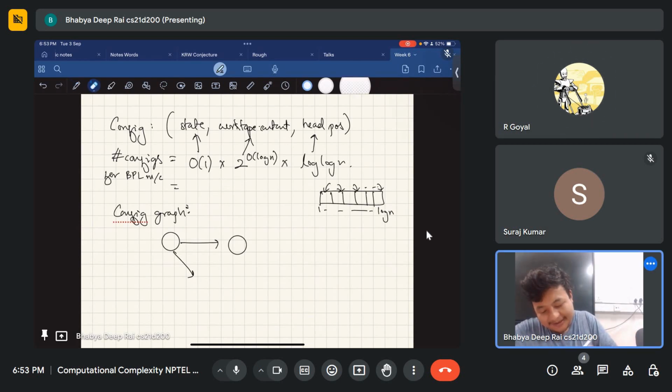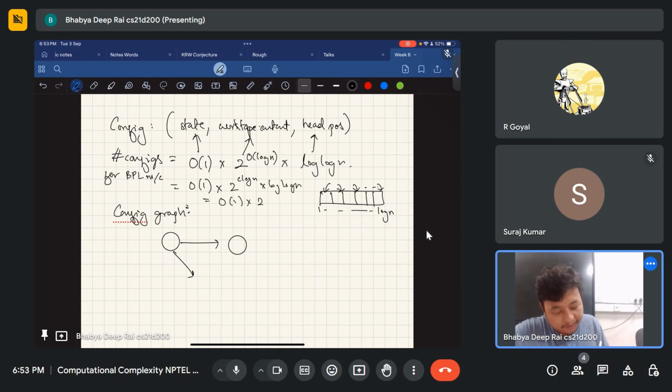Because I have order one, which is very small, times 2 to the c log n, times log n. And this I can write as order 1 times (2 to the log n) whole to the c times log n. And what is 2 to the log n? It is n, by the property of log. So this is nothing but a polynomial.